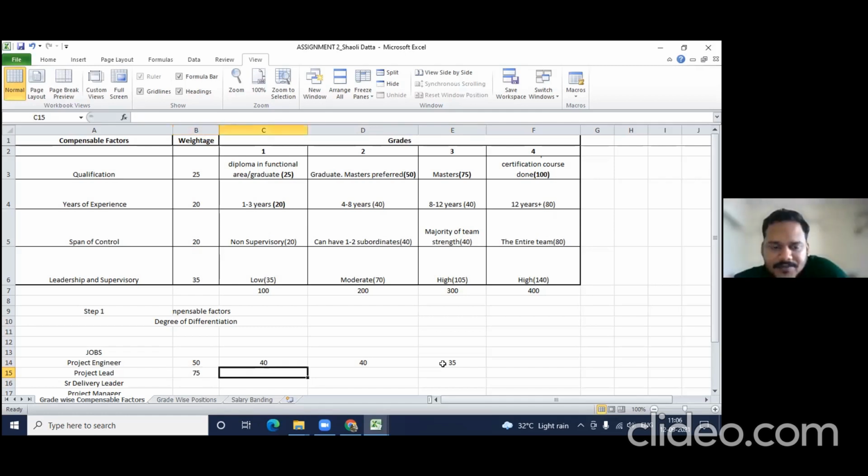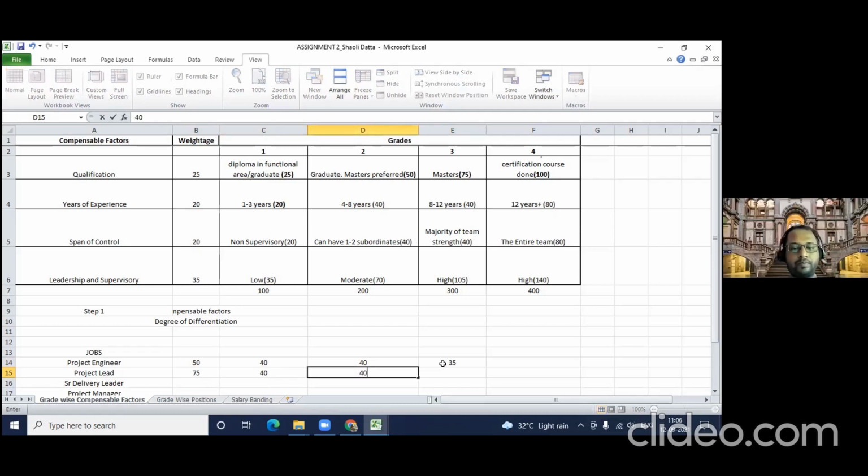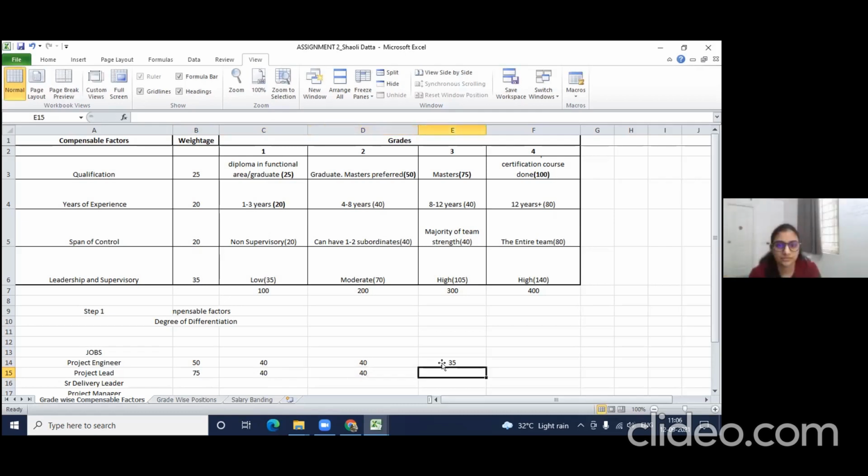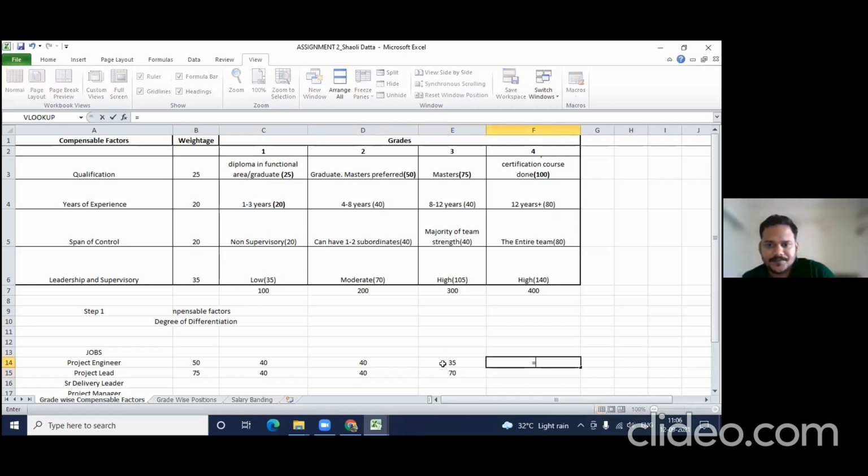Then the years of experience should be 40, I guess. Span of control again 40. And leadership as supervisor is moderate, 105. Moderate, 70. Good job. But I would recommend, please put your title also there, guys.